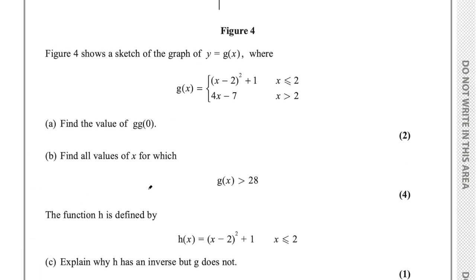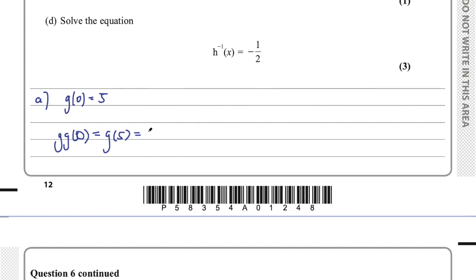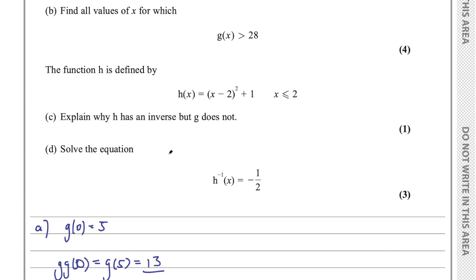That fits into the second domain here, x greater than 2. So plugging x equal to 5 into this one, 4 times 5 is 20, take 7 is 13. So g of 5 will be 13 for a final answer there for part A.